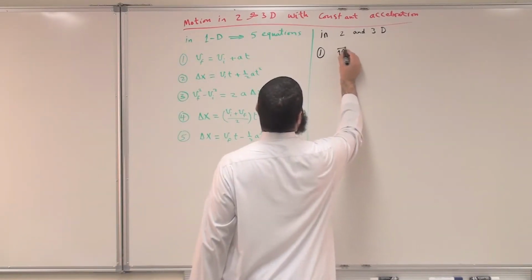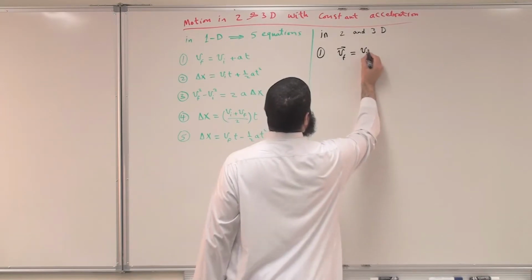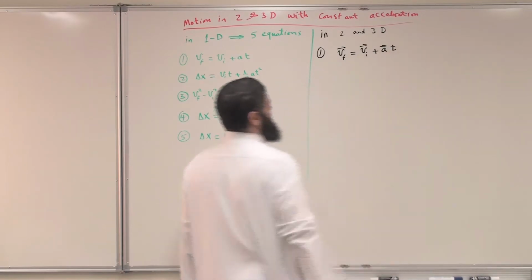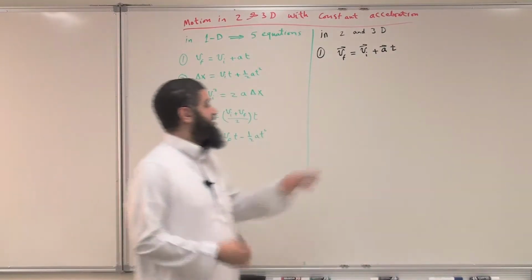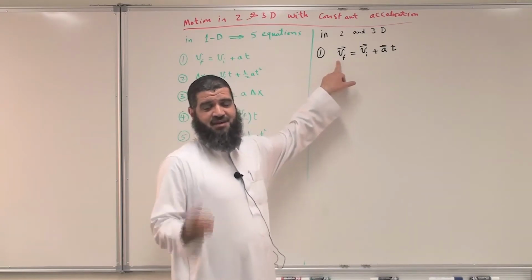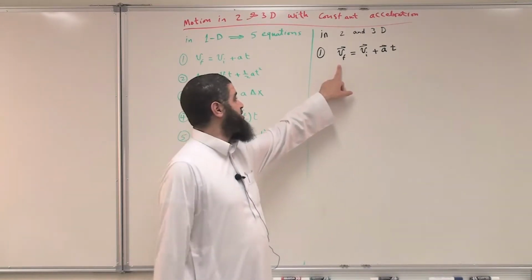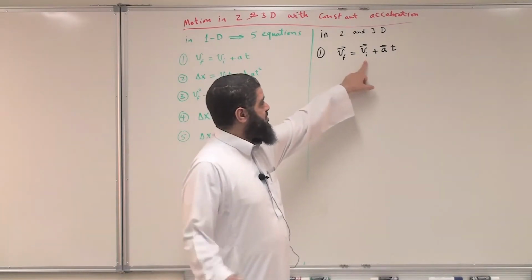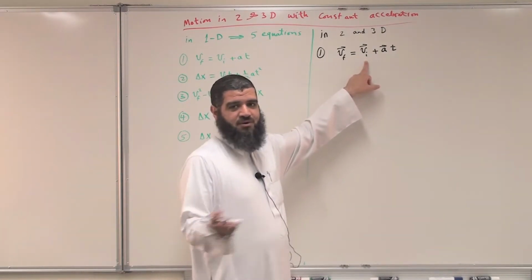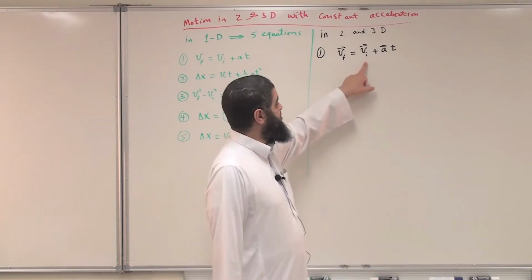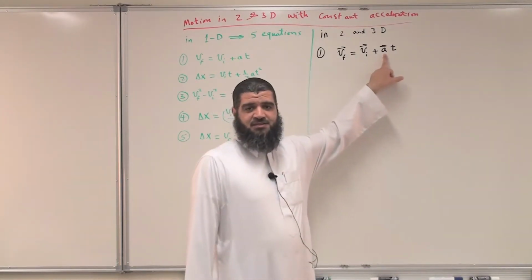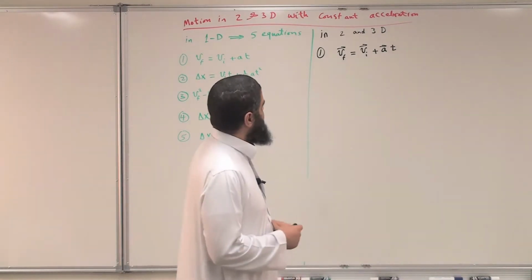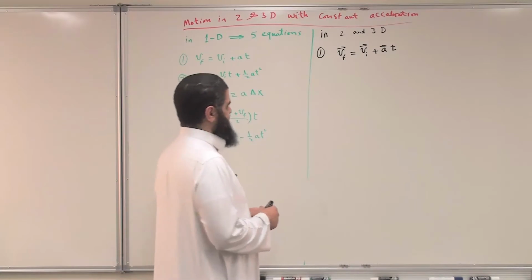So V final as a vector will be V initial as a vector plus the acceleration as a vector multiplied by time. So this final velocity might have an x component, y component, z component. Similarly, the initial velocity will have these components, all of them, or maybe 1 or 2 of them, depending on the problem. And the acceleration also might have 3 components, 2 components, or 1 component, depending on the problem.